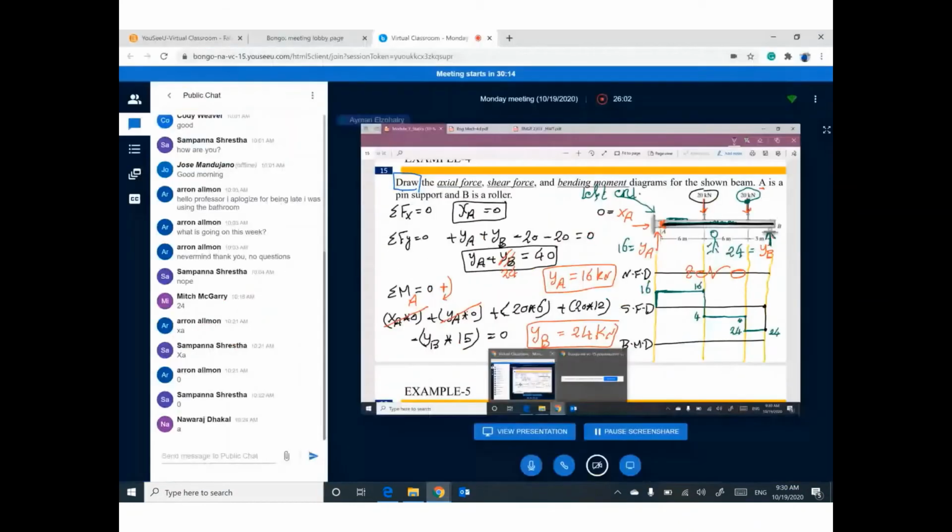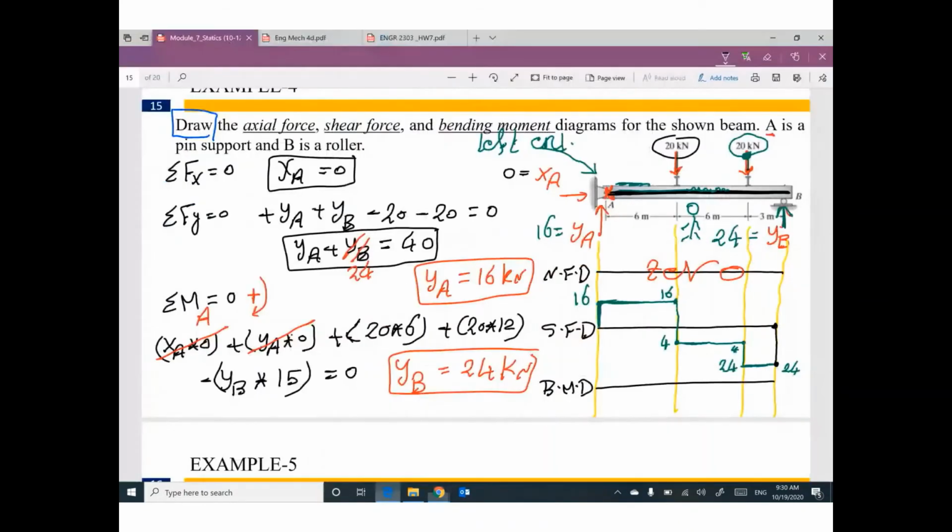It's a joy. You are playing. Do you know there is a game like this, go up or go down based on the direction of the force. I'm going to repeat it one more time. Why? Because it's very important. If you draw shear correctly, the next diagram will be correct.